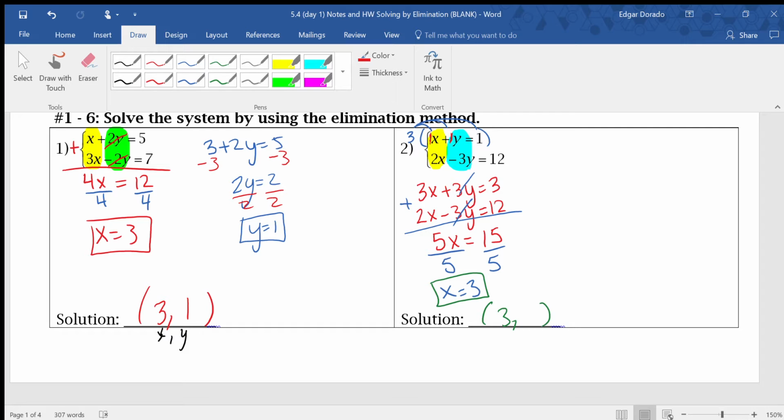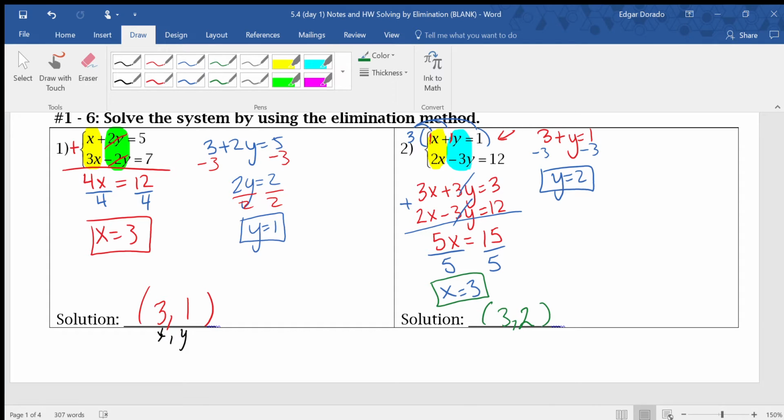By substituting it back into one of the equations, I'm going to go ahead and use this one. So that would be 3 plus y equals 1, minus 3 minus 3. We'd get y equals 2. And again, guys, I have my solution of 3 comma 2.